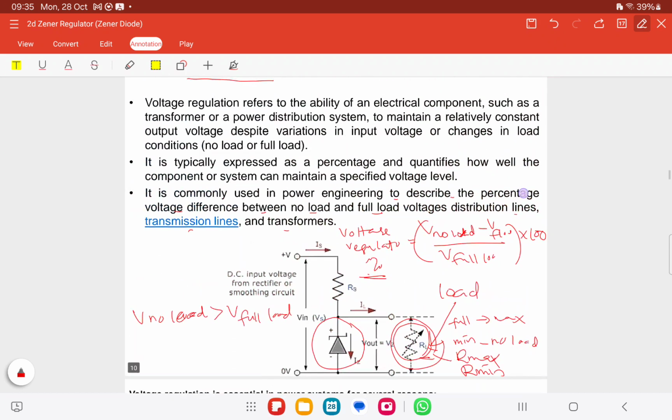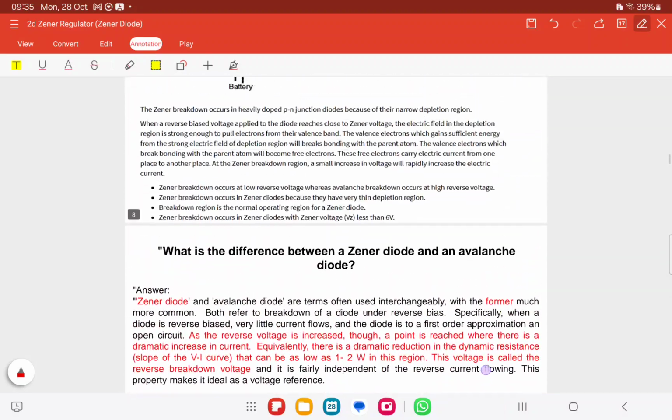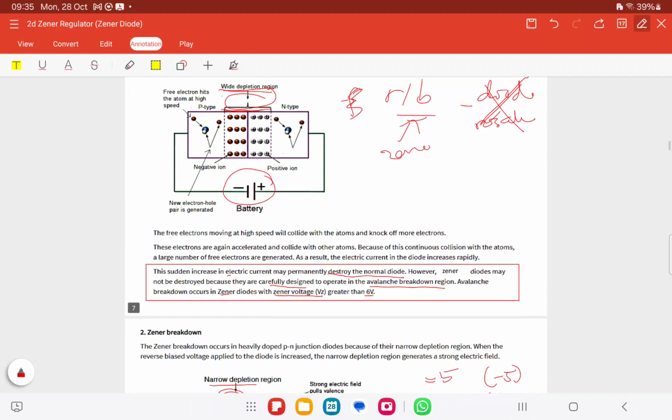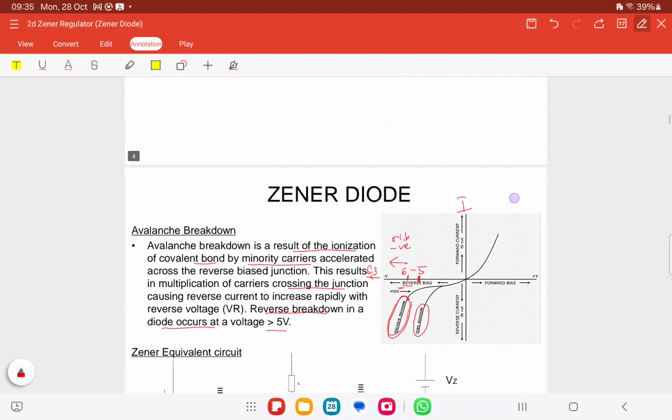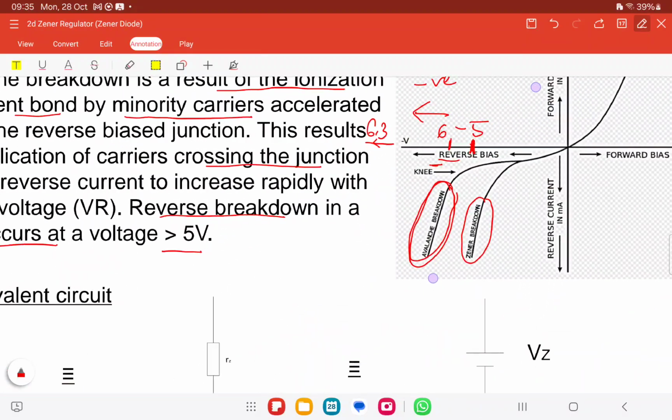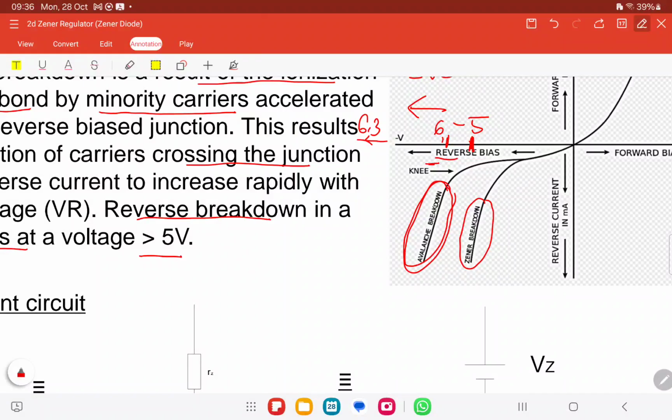Sebab tu tadi kalau you tengok yang IV characteristic tu, this one, sampai satu limit, after the avalanche breakdown, the diode still akan rosak. Okay, dia tak adalah dia boleh operasi juga even kalau dah exceed the certain value. Okay.